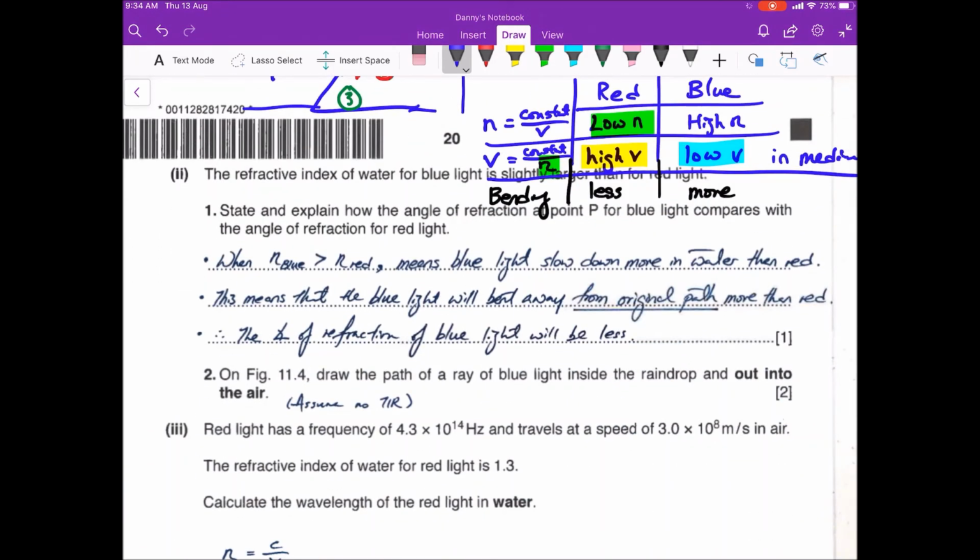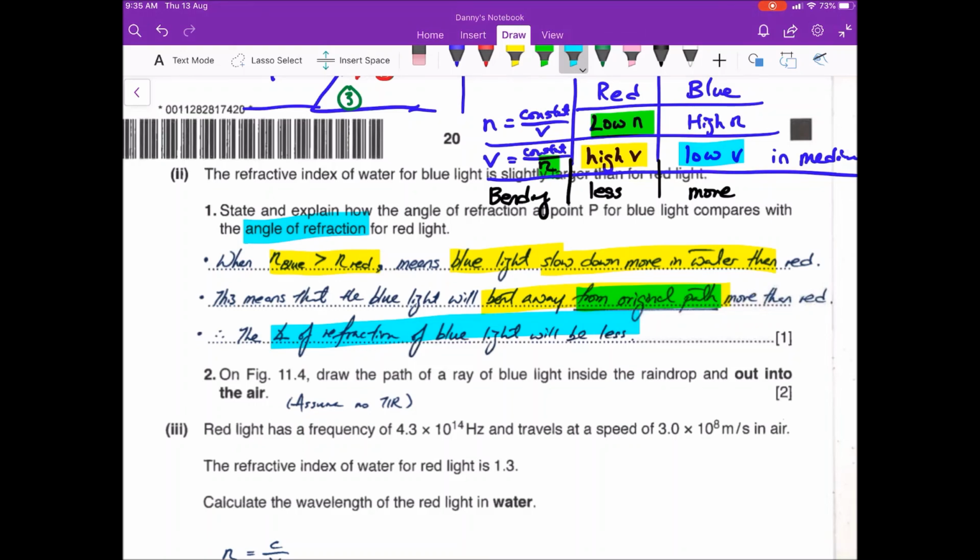So let's look at the question. State and explain how the angle of refraction at point B for blue light compares to red light. So first you can quote that the refractive index is different. Then you can say that it slows down more for the blue light, and because it slows down more, it will bend away. Please quantify: bend away from where? It bends away more from the original path, and so you refer back to the subject of the question, which is the angle of refraction. So this is just one mark, but you need 3 lines.